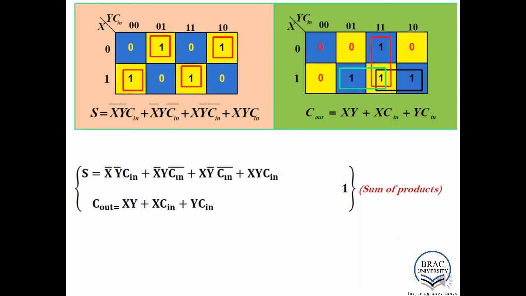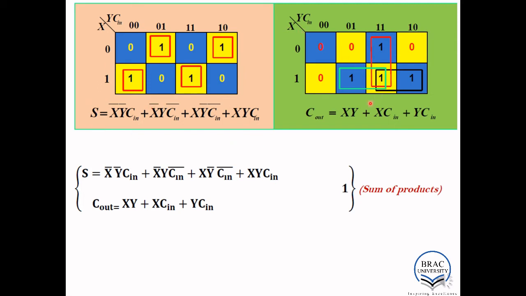Similarly, you need to find the equations for sum and carry. For sum, you need to do the K-map for x, y, and z, so this is a 3-input K-map. If you put the values from the truth table, it will look like that, and you can make groups. There are no pairs; they are individual groups of 1s. If you solve it, you will find this kind of equation.